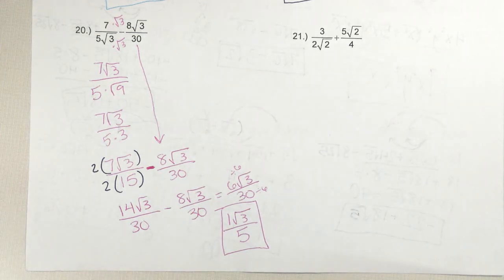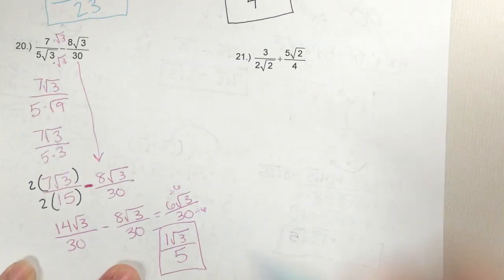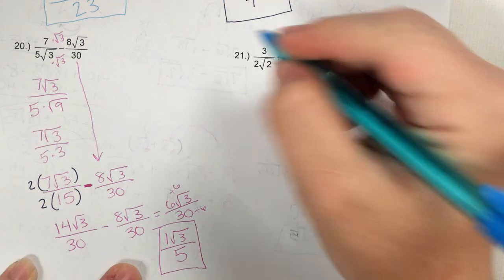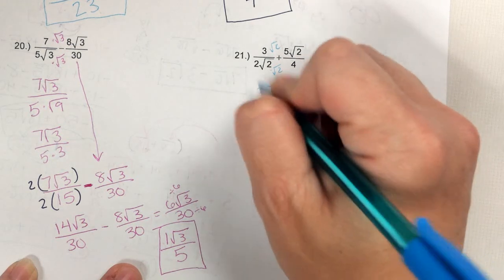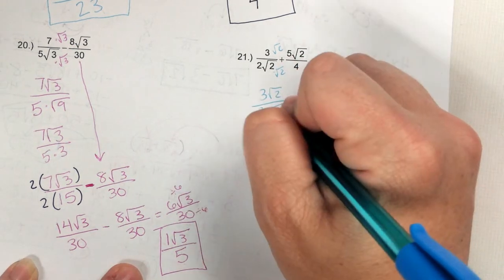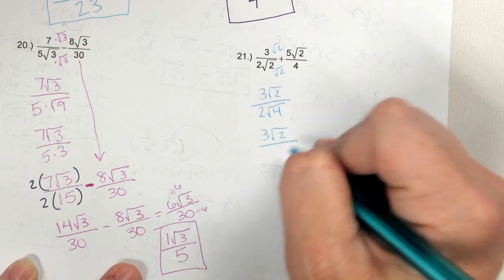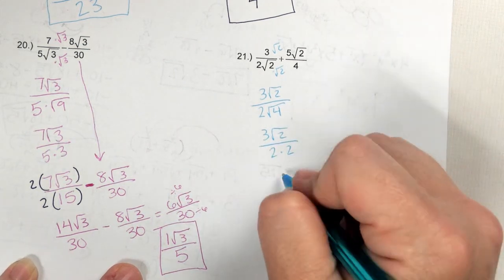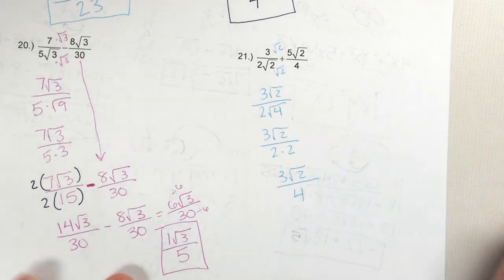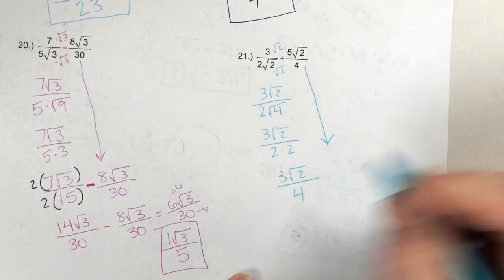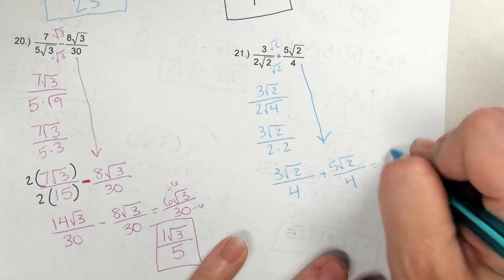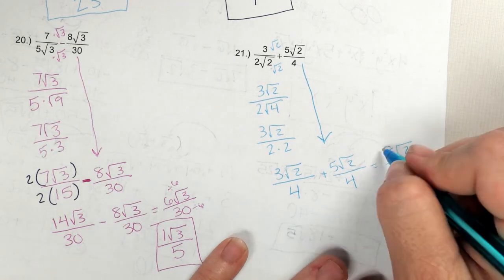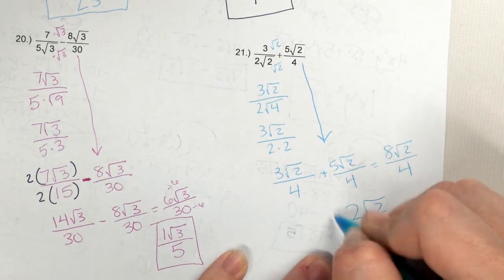So that's a little more work than number 21. 21 is a little simpler because the roots are going to match as soon as I rationalize it. So here I have a square root of 2 on the bottom, so I'm going to multiply top and bottom by square root of 2. That gives me 3 square root of 2 over 2 square root of 2 times 2, which is 4. Which gives me 2 times 2, because the square root of 4 is 2, which gives me 3 square roots of 2 over 4. Well, that already matches this guy. So 3 plus 5 is 8 square root of 2 over 4. And 8 divided by 4 is 2. There's your answer.